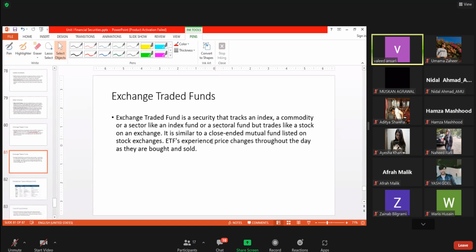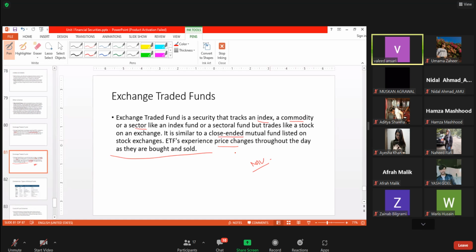So there are various types of exchange traded funds, ETFs, which track an index like Nifty, a commodity or a sector, and they trade like a stock on an exchange. It is similar to a closed-end fund on an exchange. ETFs experience price changes throughout the day as they are bought and sold. Whereas for NAV, for example in open-ended funds, the portfolio may fluctuate throughout the day, but it is declared at the end of the day.